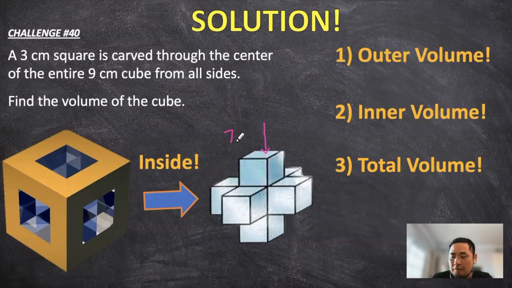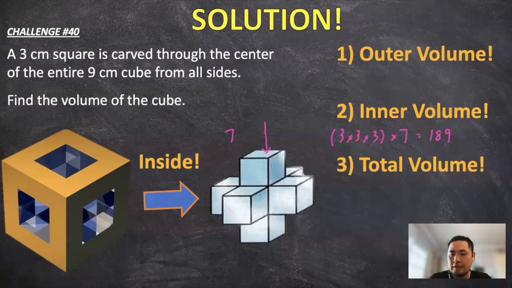So if you find the volume of the inner cubes, we can write that as 3 times 3 times 3. And since there's 7, we'll multiply it by 7. And that should give us a total of 189 cubic centimeters.